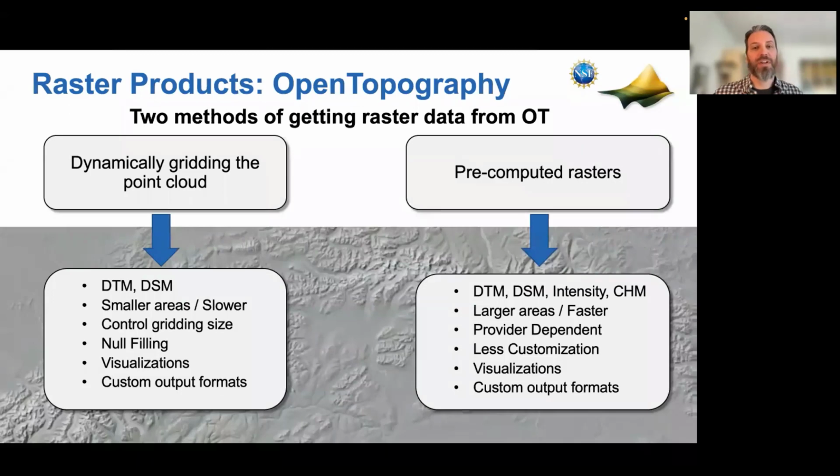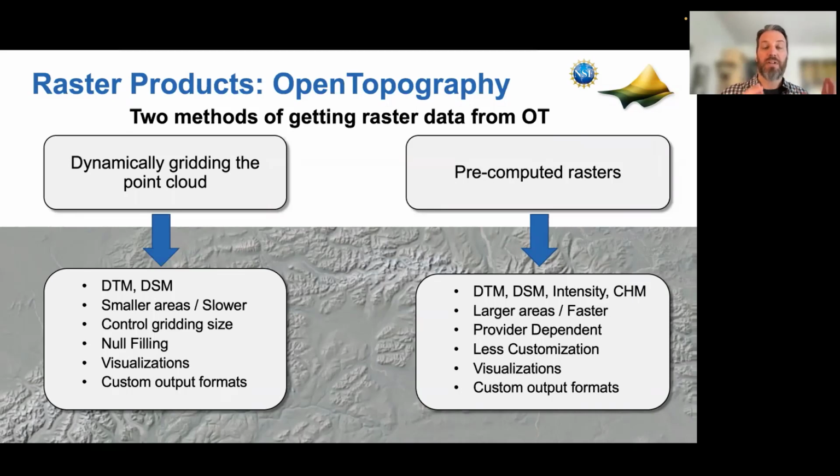So this slide's really important, and I'll hammer this home in the demo as well. I want to take some time with this slide because it's really a point that people are confused with using OpenTopography. And there's two main methods that you can get raster data from OpenTopography.